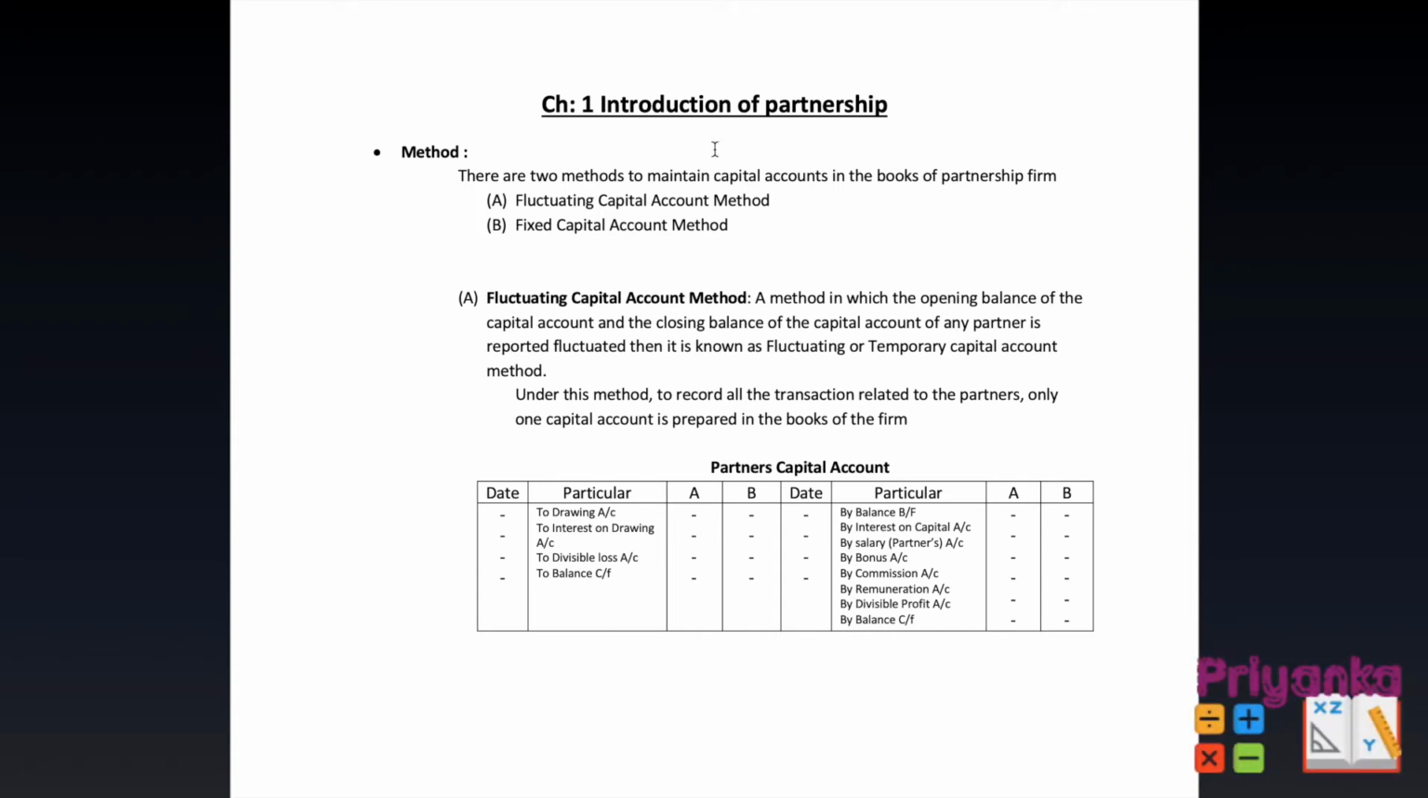In this video, we'll learn in detail about the two methods to maintain capital account in the books of a partnership firm. First is the fluctuating capital account method and the second one is the fixed capital account method.